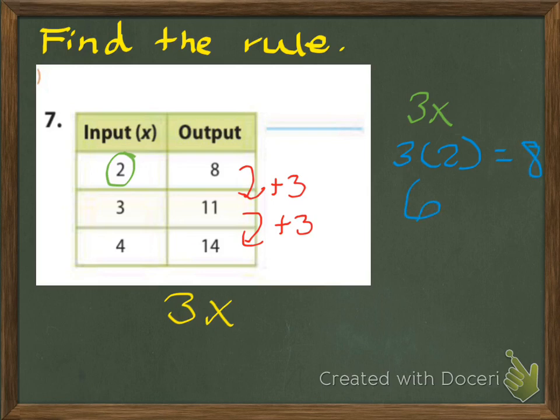But what it actually gives us is 6. So how do we get from 6 to 8? Well, you would have to add 2, right? 6 plus 2 is 8. So that means that your function rule here is going to be 3x plus 2.